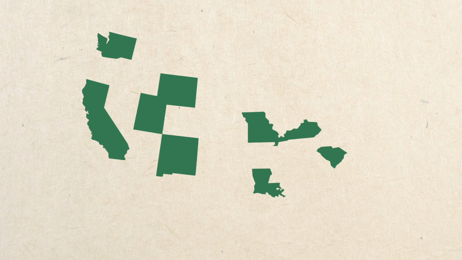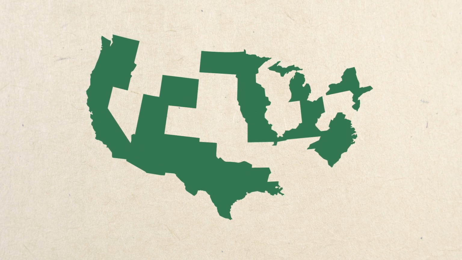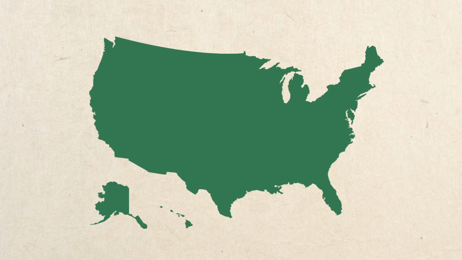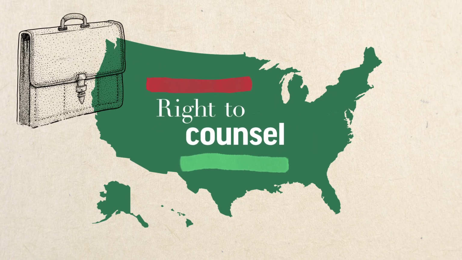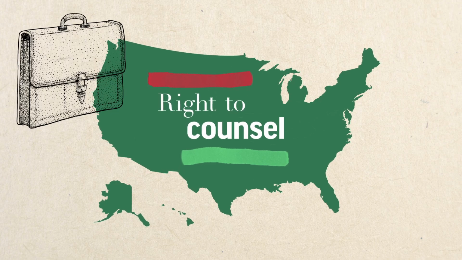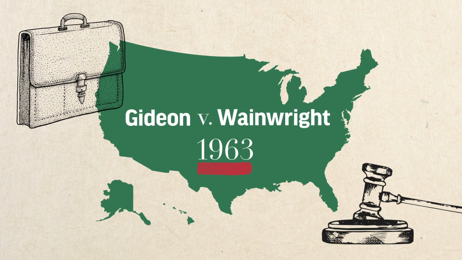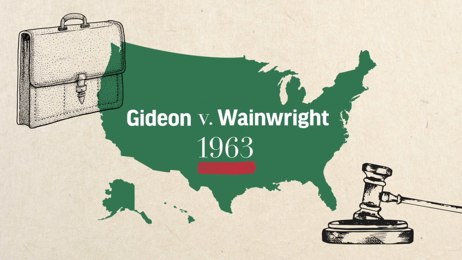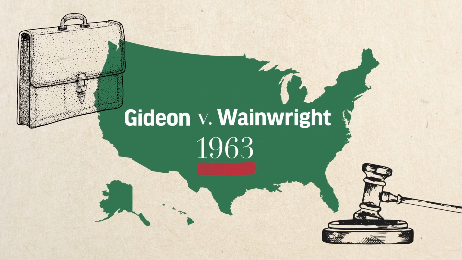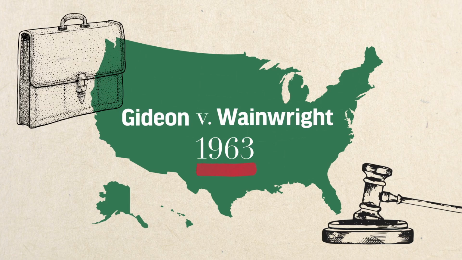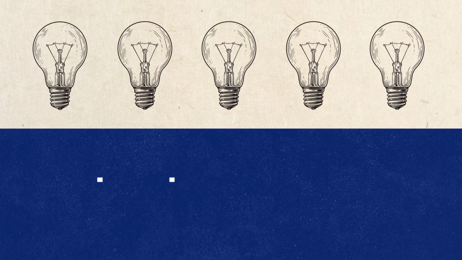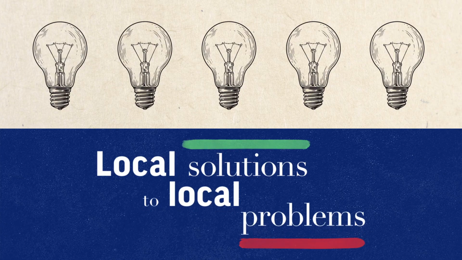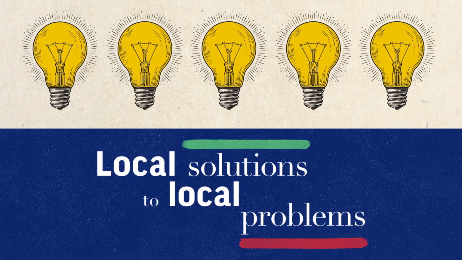In the second story, dialogue between the states eventually leads to a national solution. The right to counsel, recognized by the U.S. Supreme Court in Gideon versus Wainwright in 1963, was already recognized by the majority of states prior to the court's ruling. In the third story, local solutions to local problems remain the order of the day, whether it's because the problem defies a national solution or has generated several useful solutions.